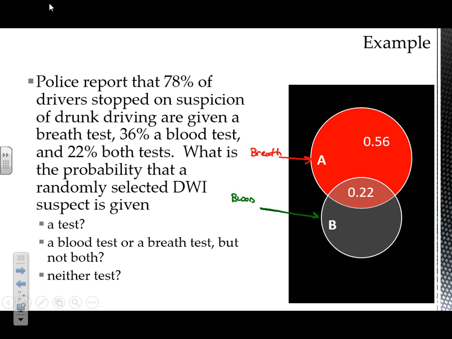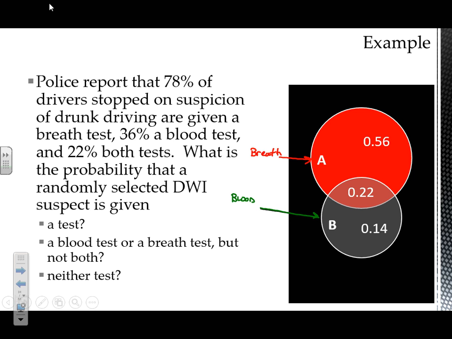Same thing has to happen for the blood test. There's 36% that get a blood test, but 22% of those are also given a breath test. So I want the number or the percentage of drivers that only get a blood test. So how am I going to do that? Subtract again. So 36 minus 22 gives us a 14% chance. So there's 14% of drivers who get just a blood test and nothing else. Okay?